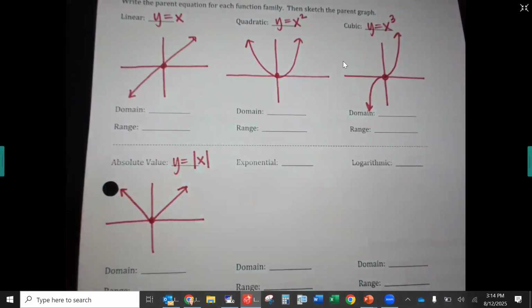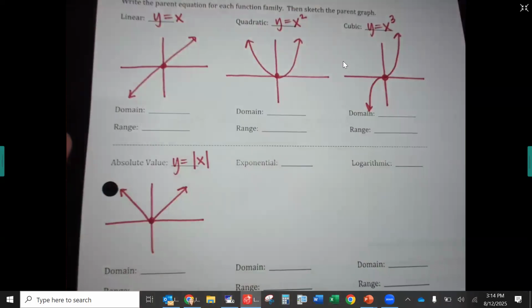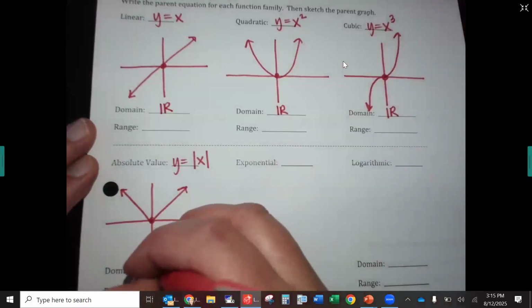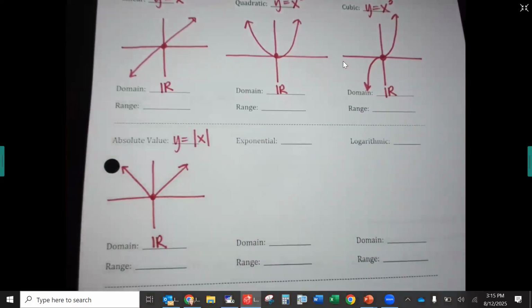Now, all four of those equations have the same domain. And here's why. Looking at it left and right, they all go to the left forever, and they all go to the right forever. So what would my domain be for all four of those? All reals. Very good. So you're welcome to write it out if you want. Okay, but all four of those are all real numbers for the domain.